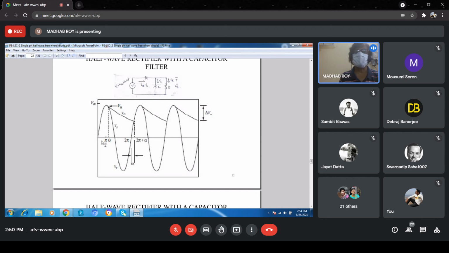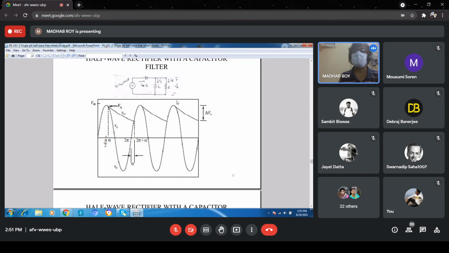Now you can see what the pattern of the voltage will be. Again, when it comes to this value, you will see that it will be forward biased again. Because the capacitor voltage has fallen, when the voltage is increasing from this, the diode will be forward biased again. Again the capacitor will start charging because this circuit will be active again. So this is alternately charging and discharging.